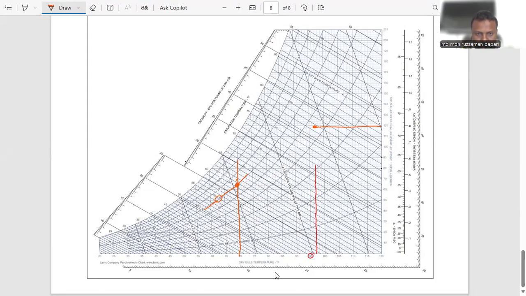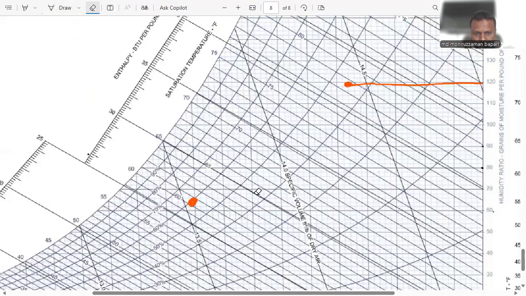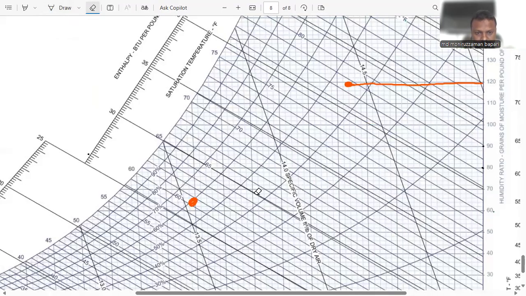Here is our point of interest. Let's remove all other lines. Okay, moisture. The amount of moisture we're going to have is... While doing it manually, you might make some mistakes, but don't worry. Try to do it manually first. This is the amount of moisture in grain per pound, 65.